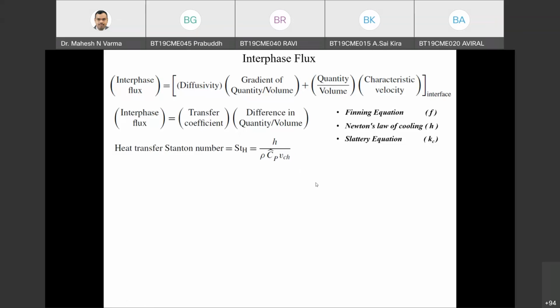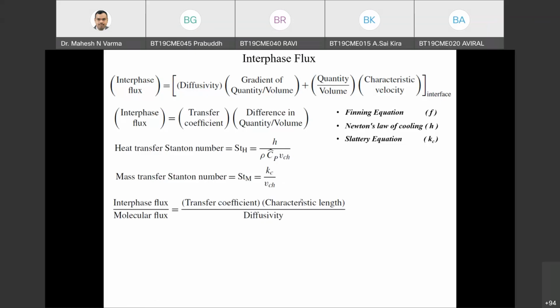So here we got two dimensionless numbers, the heat transfer Stanton number and the mass transfer Stanton number. These represent the total interface flux in heat transfer divided by the total interface flux in momentum transfer, and the total interface flux in mass transfer divided by the total interface flux in momentum transfer. Stanton number. Physical significance of Stanton number: we got a ratio of interface flux and molecular flux.